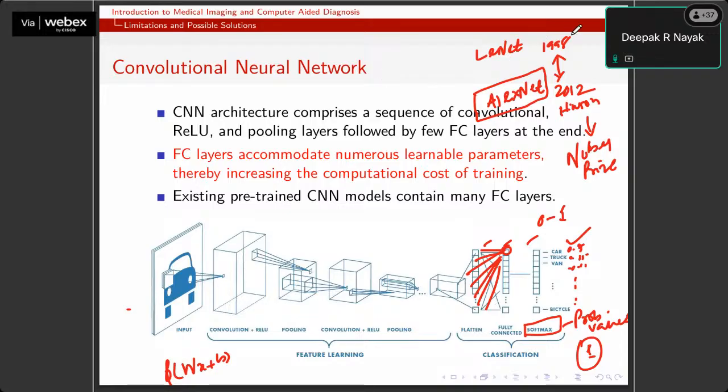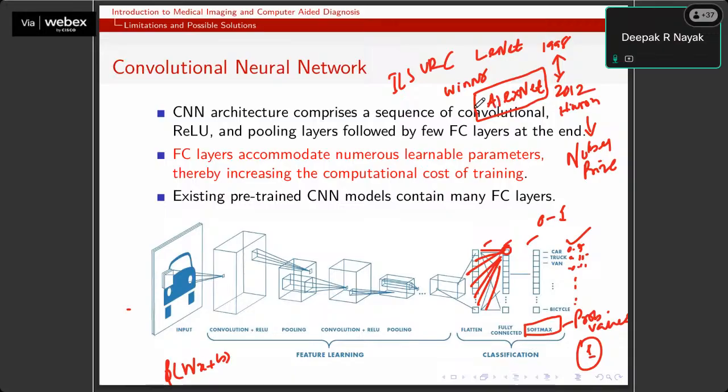Although LeNet was proposed in 1998, it was not that popular, and AlexNet became very, very popular in 2012. There were no developments in between 1998 and 2012. AlexNet was actually the winner of a particular challenge, the ILSVRC, the ImageNet Large Scale Visual Recognition Challenge.